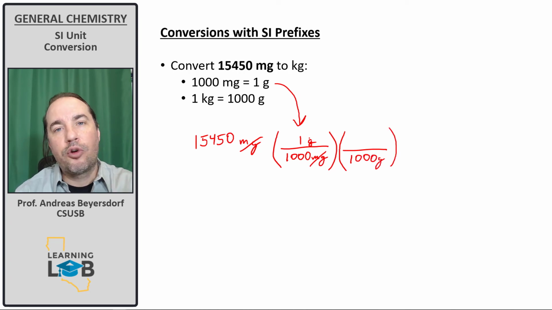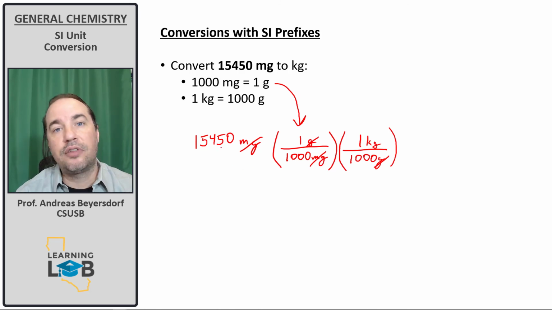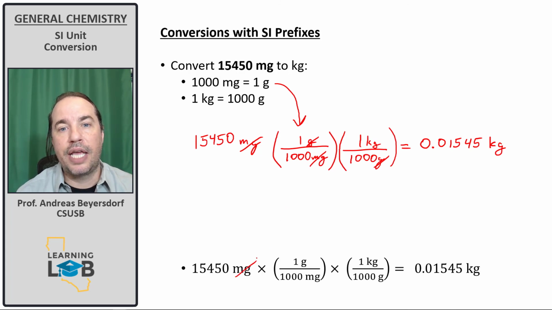While grams is in the numerator here, it has to be in the denominator here in order for that to cancel out. And so I have 15,450 milligrams divided by 1,000 and then divided by 1,000 again. So I get 0.01545 kilograms. Every other unit has canceled out. The milligrams cancel out, and then the grams cancel out, and I end up with kilograms.